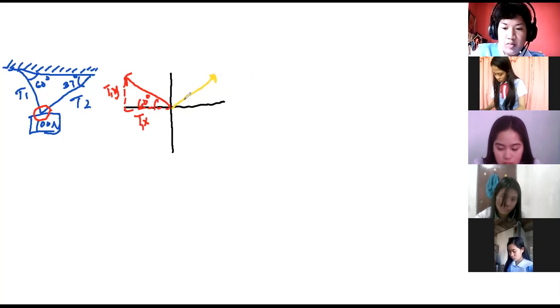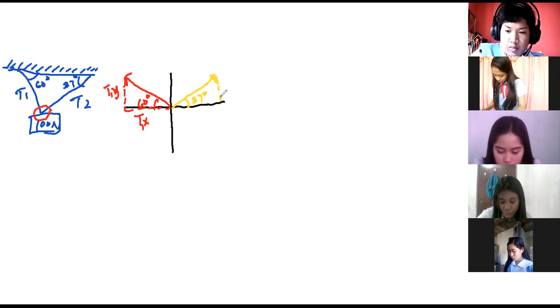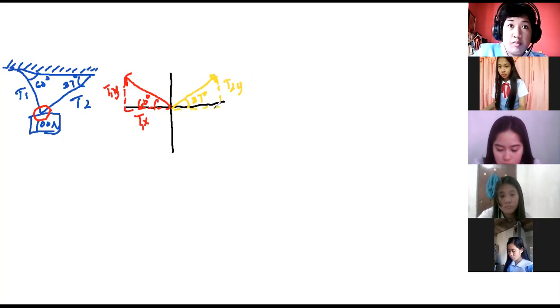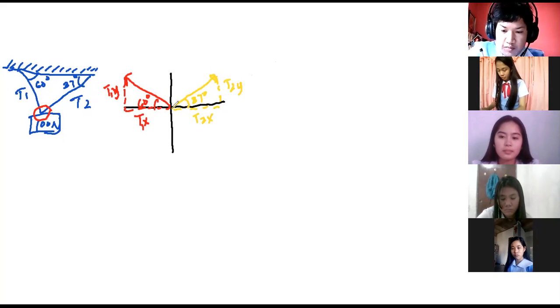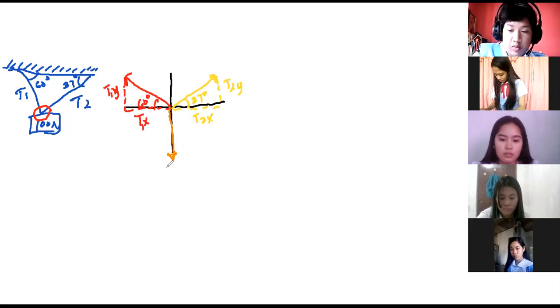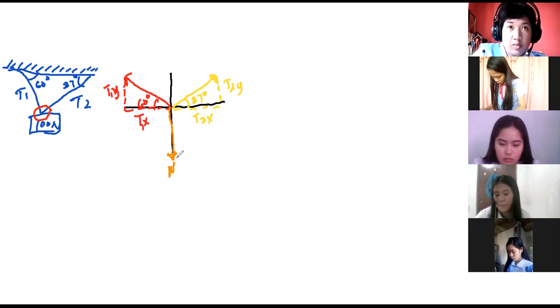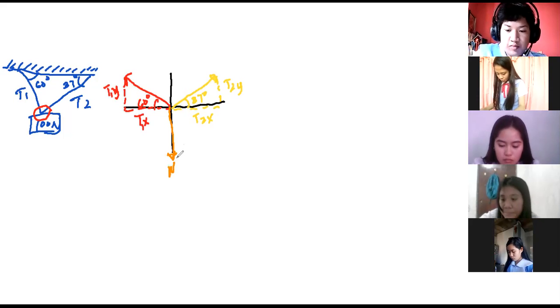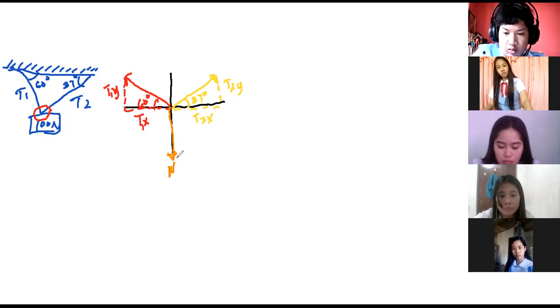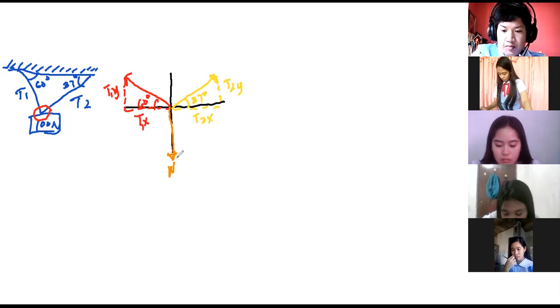And if this is 37, this one is also 37 degrees. And you will have tension 2y, and you will have again tension 2x. And the last force is your weight, which is directed downward. So that is now your free or schematic diagram of the forces involved in this problem.